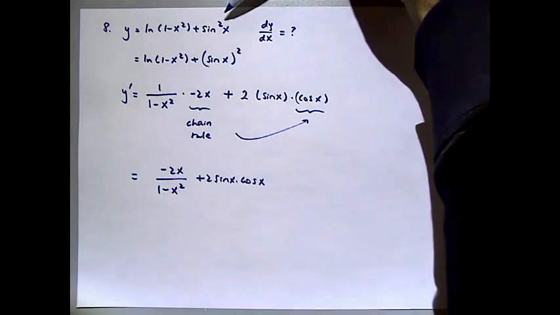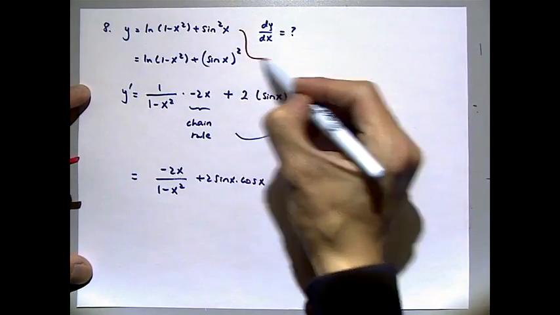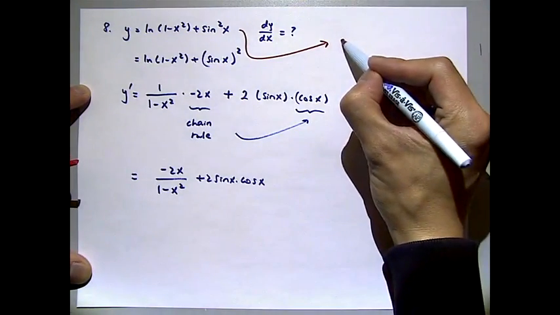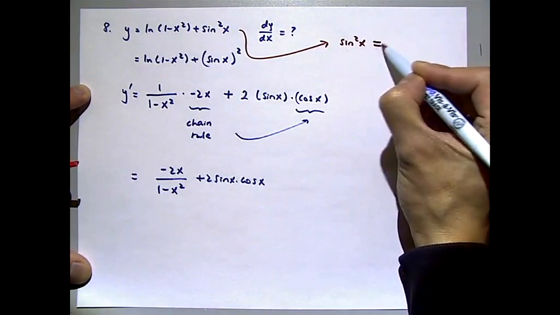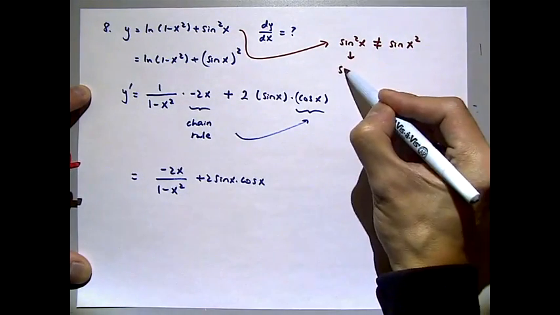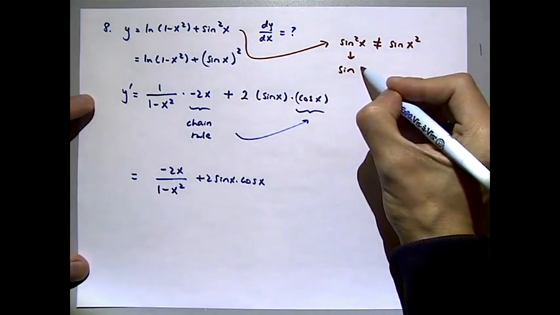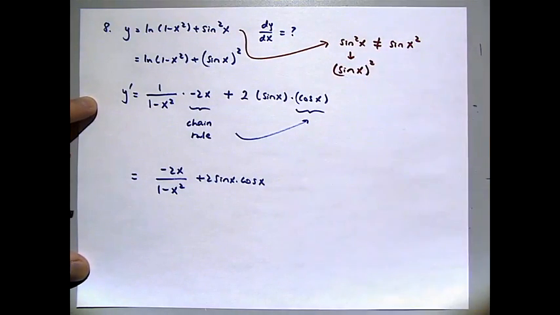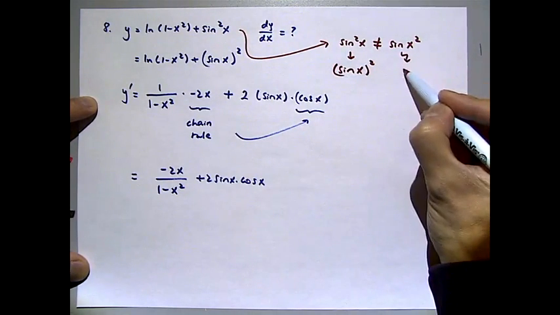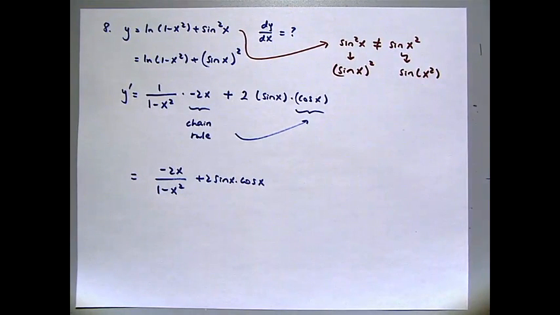So like I said, be very careful with the placement of the power. The 2 goes with the sine, so that means sine of x, squared. This one means sine of the thing x squared, right? The derivatives, of course, are very different because they are different functions.